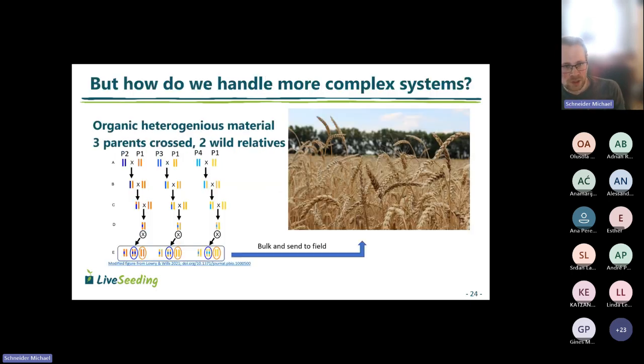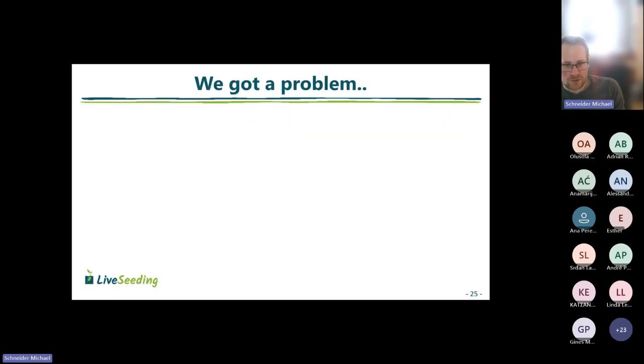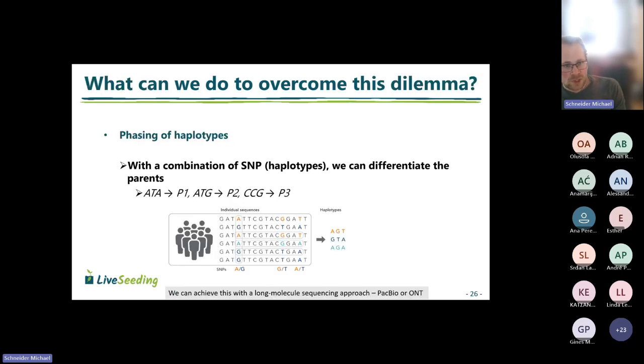So now we are coming back to a more complex example where we have, for instance, four parents present. We are still having our bulk sent out to the field, and we still want to have the information for each of these genotypes. Okay, I want to know the frequency of this one, this one, this one, this one. So four parents in here. Then we actually have quite a big problem because what we did before doesn't work out so well. What can we do to overcome this dilemma?